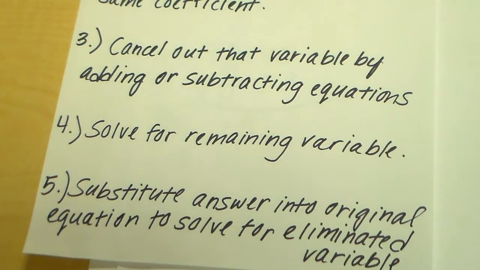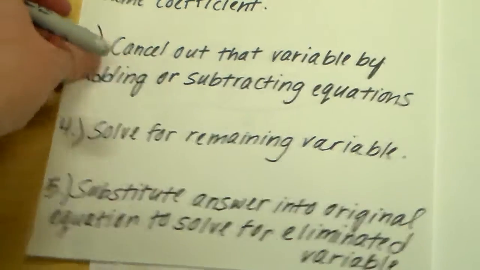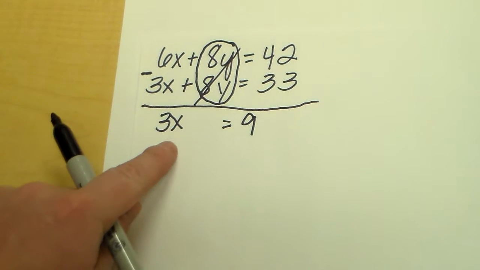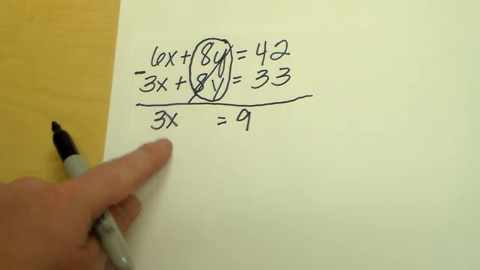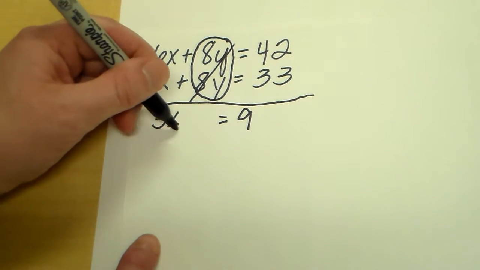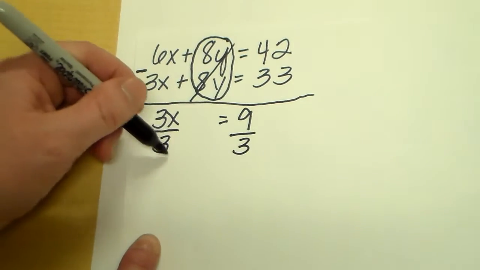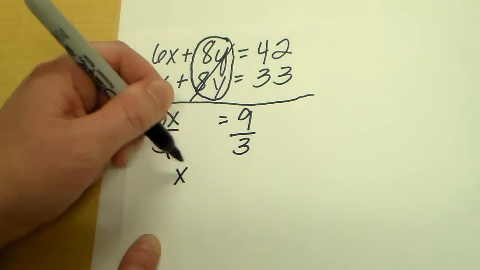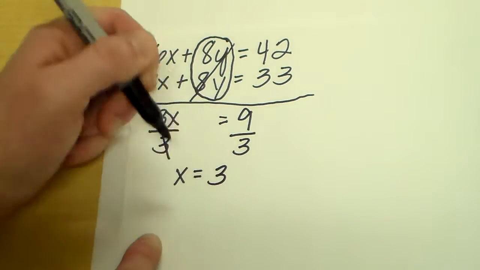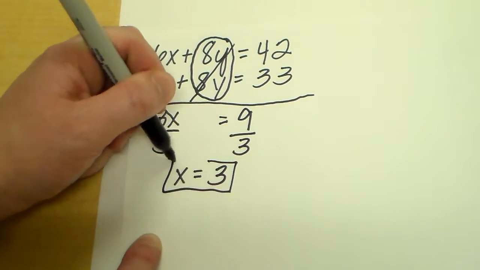Step 4 tells me I should solve for the remaining variable. So I have x left, and I'm going to solve for x. 3x equals 9. I would divide by 3 on both sides to get x by itself. I'm left with x equals 3. That was pretty quick.